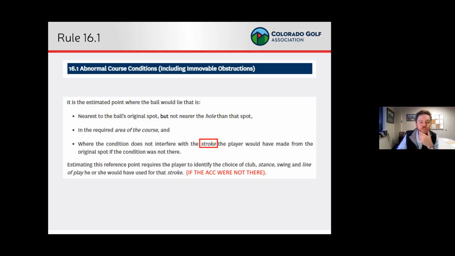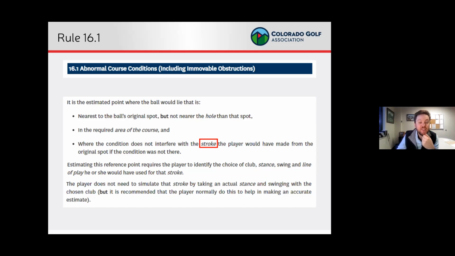What club would you have used, stance, swing, line of play for the stroke if that, I'd say ACC, abnormal course condition, were not there? And then lastly, it says the player does not need to simulate that stroke by taking an actual stance and swinging the club, but it is recommended the player normally do this to help in making an accurate estimate. So again, it's showing your work.